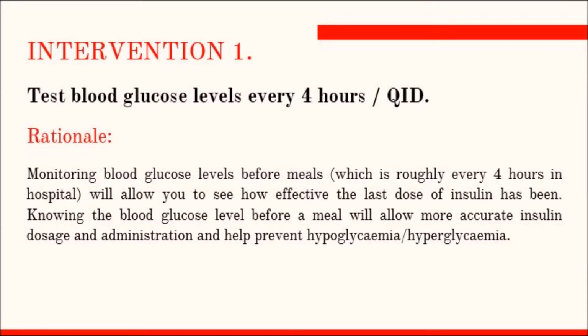Test blood glucose levels every 4 hours. Monitoring blood glucose levels before meals, which is roughly every 4 hours in hospital, will allow you to see how effective the last dose of insulin has been. Knowing the blood glucose levels before a meal will allow more accurate insulin dosage and administration and help prevent hypoglycemia or hyperglycemia.